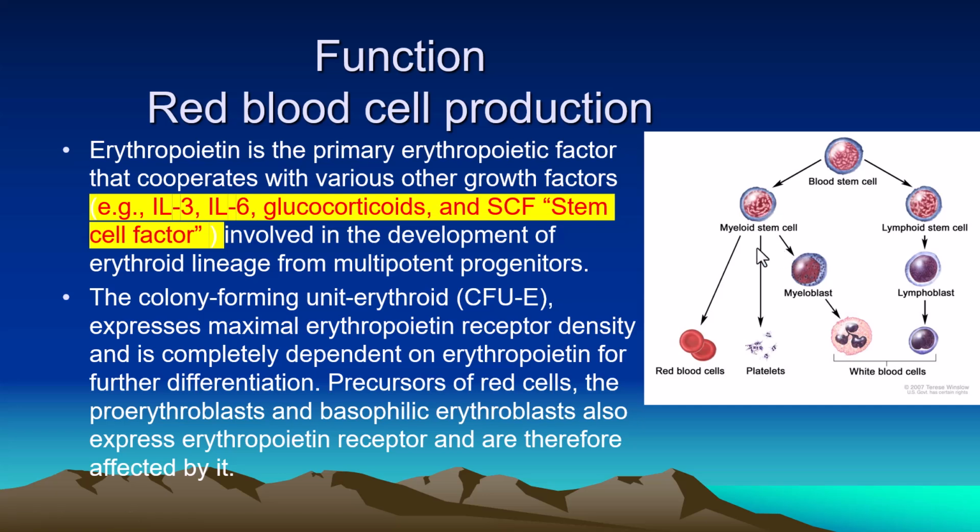These pro-erythroblasts and basophilic erythroblasts also have a receptor for erythropoietin, and in this way it acts on the cell membrane, attaches to the receptor and forces them to produce red blood cells.